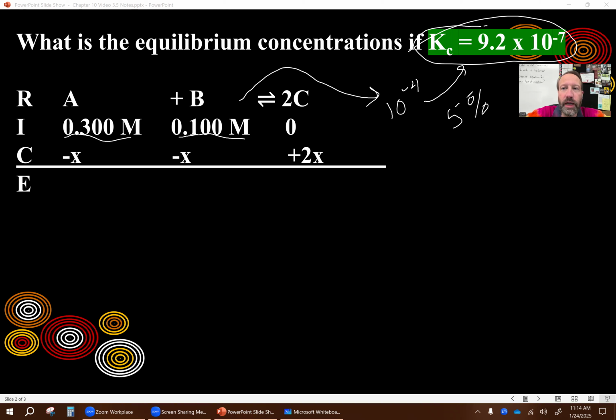So I'm going to do a small x approximation here. And the reason I can do it is because my KC is 10 to the negative 7. This would be 3 times 10 to the negative 1. This would be 1 times 10 to the negative 1. Even if this was like negative 2, it wouldn't matter. As long as there's at least a 10 to the negative 4 difference between the numbers, you are okay in taking the shortcut.